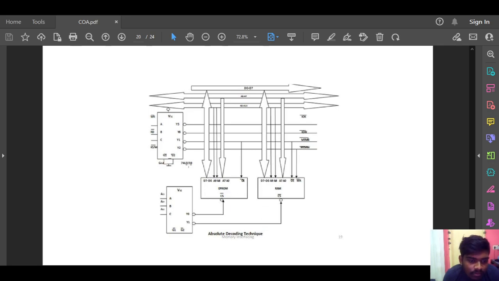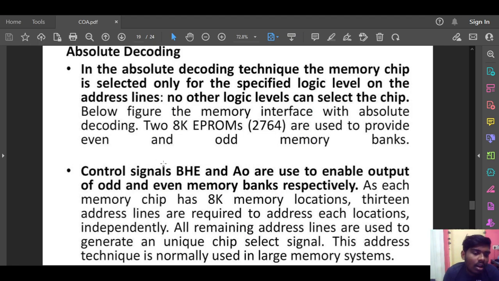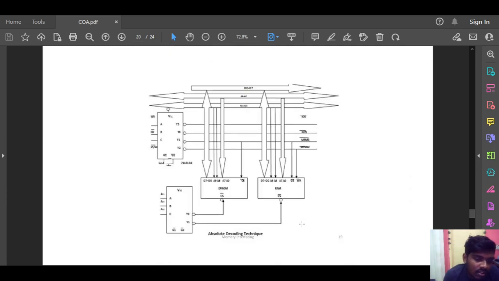EPROM, RAM. Control signals BHE and A0 are used to enable the output of odd and even memory banks respectively. As each memory chip has 8K memory locations, 13 address lines are required to address each location independently. All remaining address lines are used to generate a unique chip select signal. This addressing technique is normally used in large memory systems.